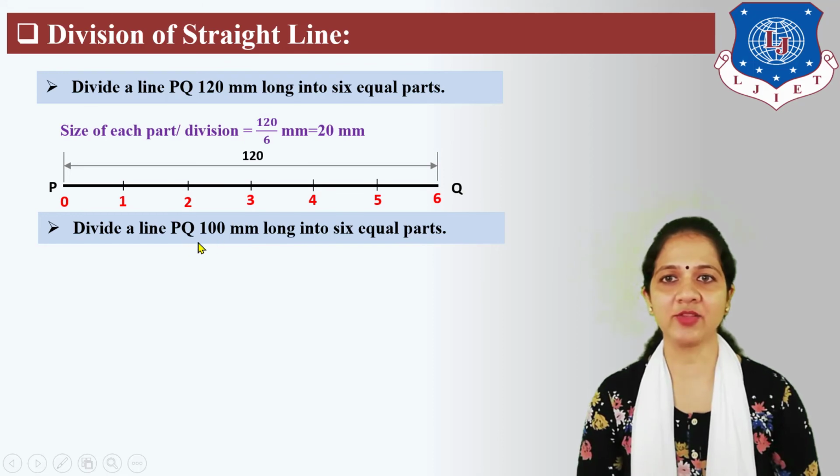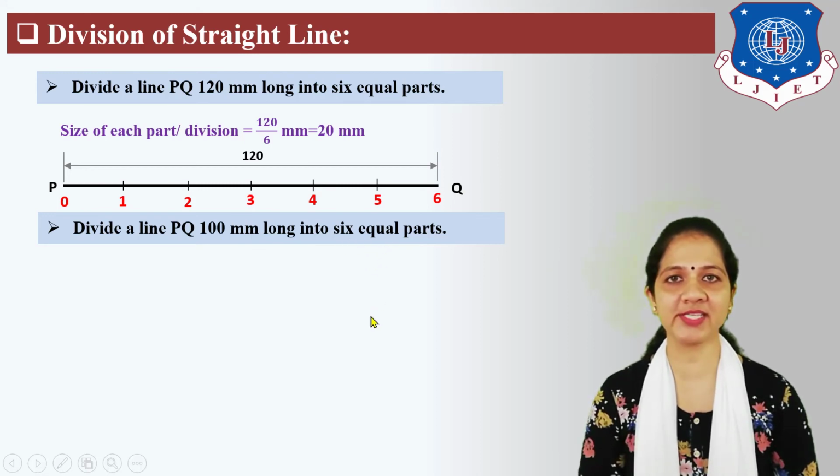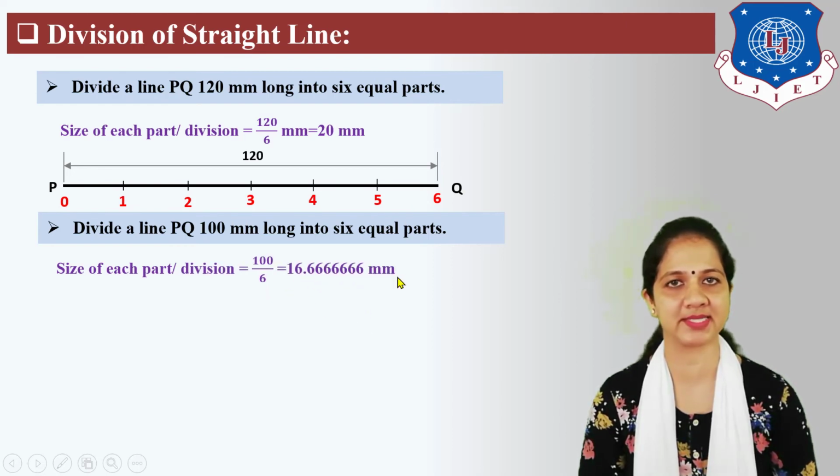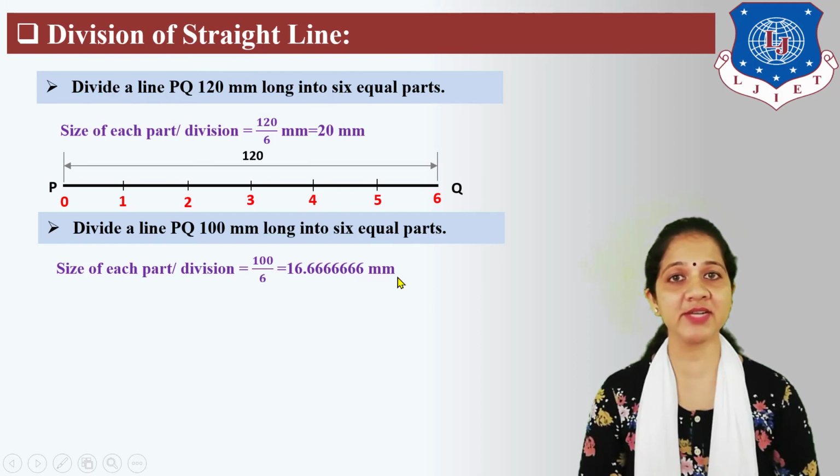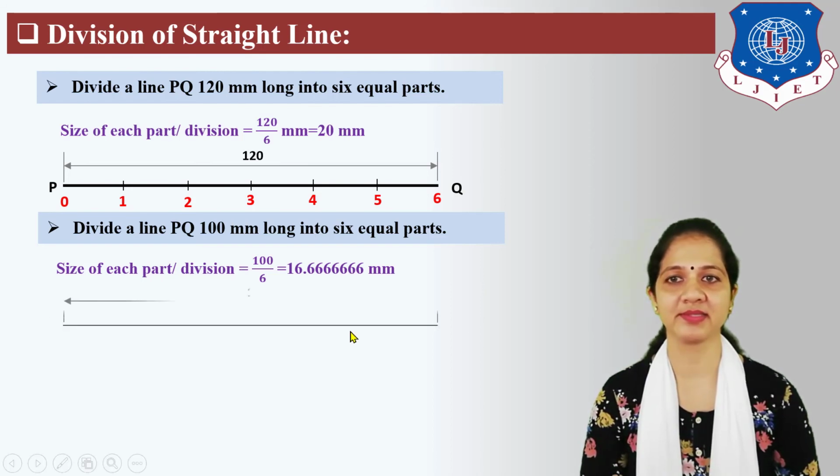Here the length of the line is given as 100 mm and we need to make 6 equal divisions as per the given data. So the size of each division is equal to 100 divided by 6, which is 16.66666 mm. Here the division value is not fixed after the decimal. So we cannot make accurate equal divisions directly by using a scale. So here we can apply the non-conventional method.